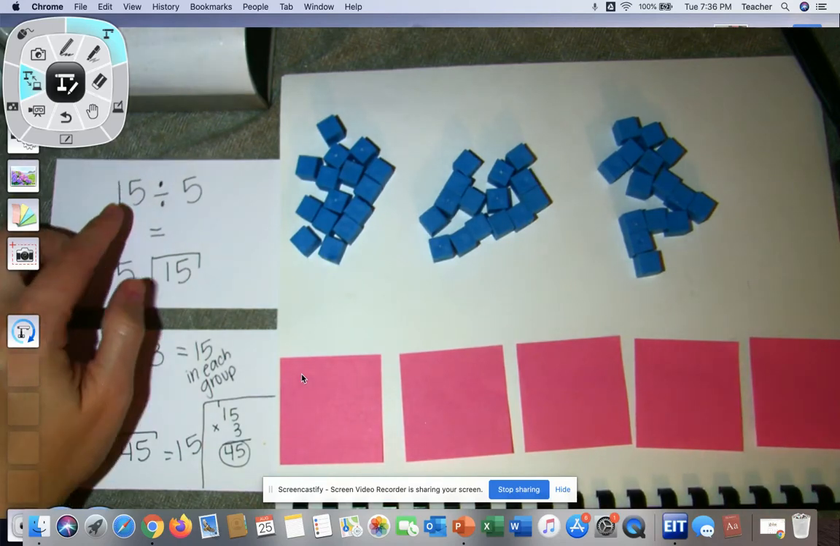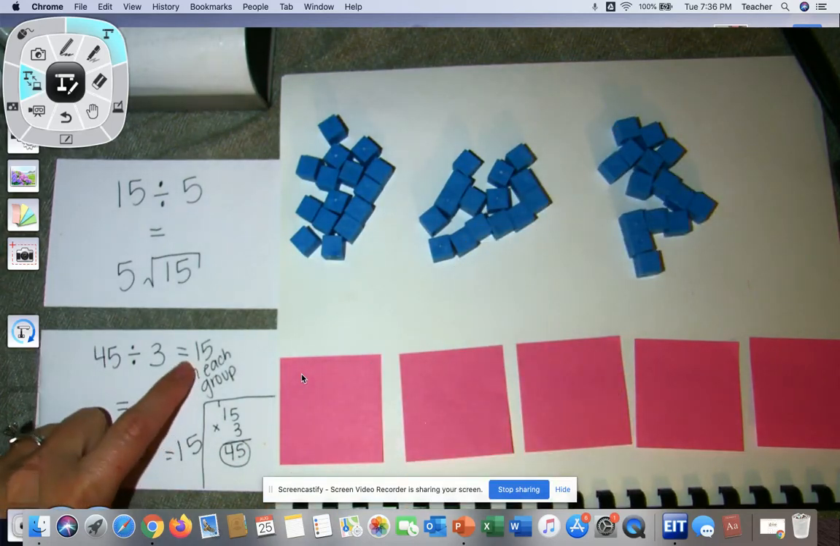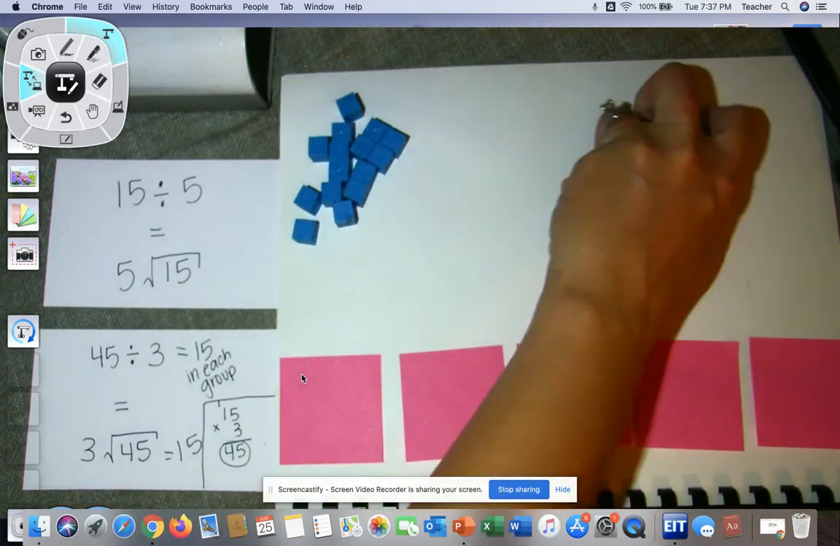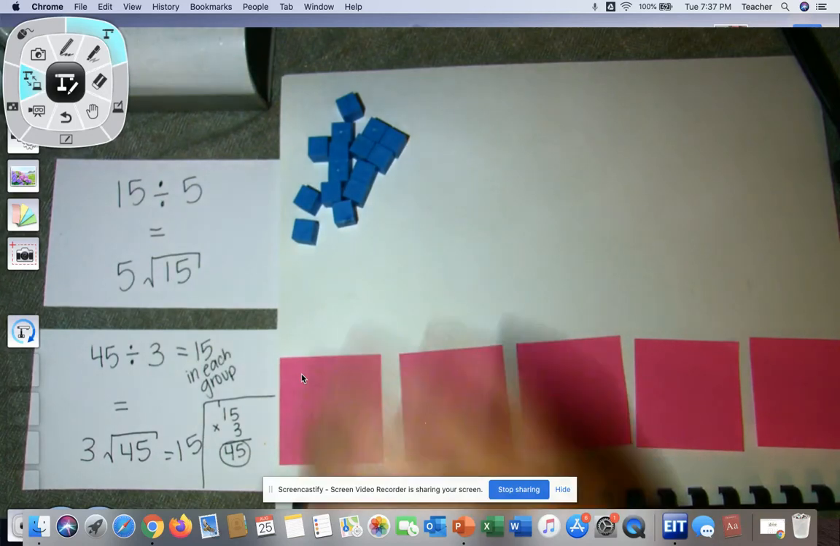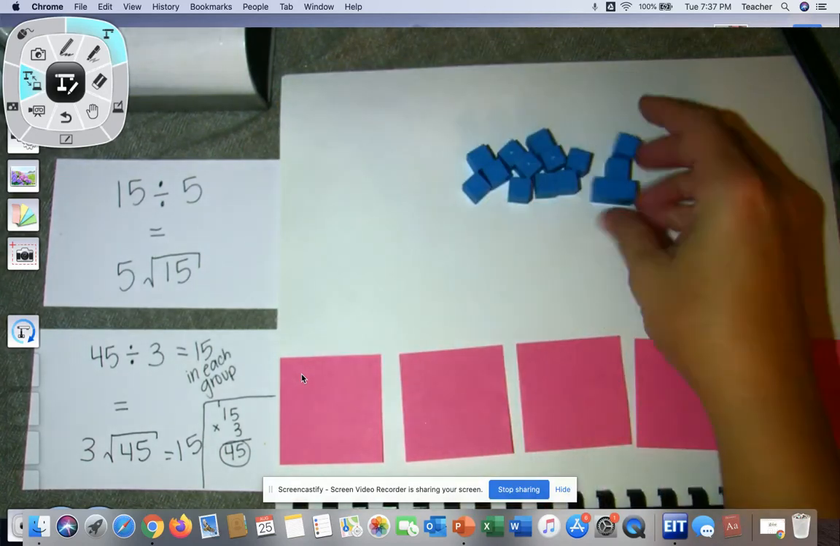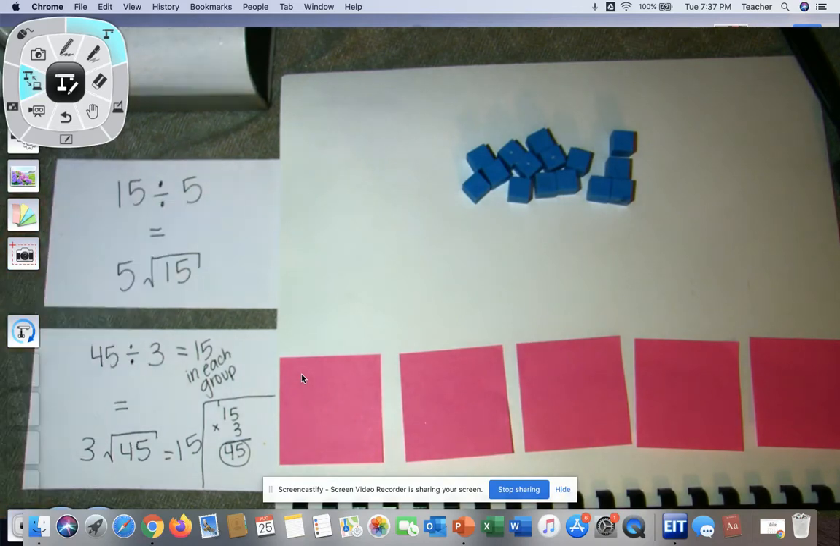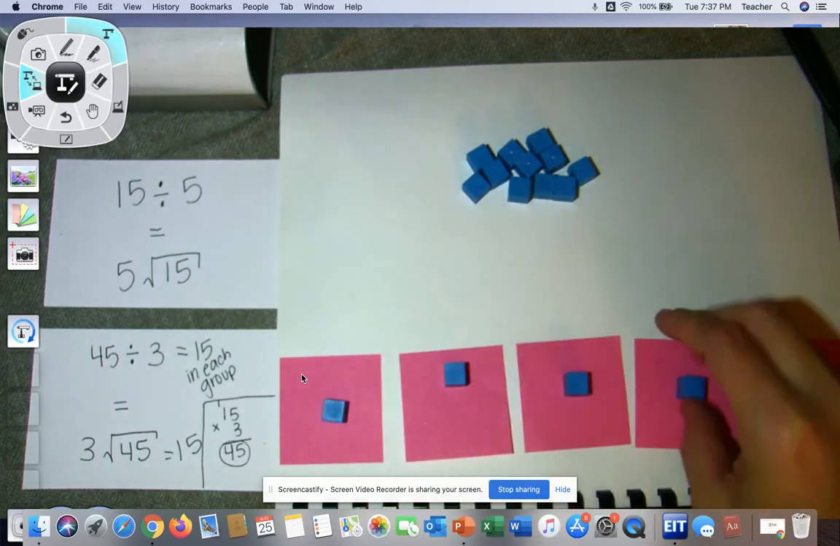Okay, so there's 15 in each pile here. We know that because there was 15 in each group from our answer in the previous problem. So I'm going to leave 15 here, and I'm going to take away 30. Okay, that way we have those out of the way. Now we're going to take these 15 unit cubes and divide them into 5 groups. So again, we're going to do what we did before. We're going to do 1 in each group.